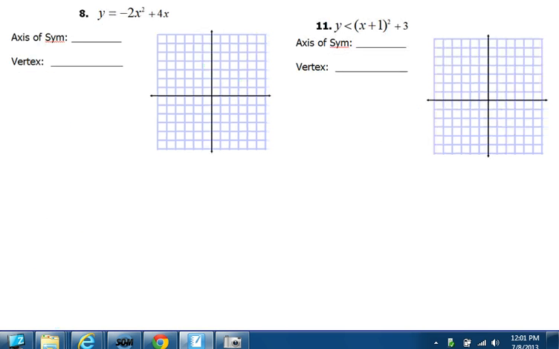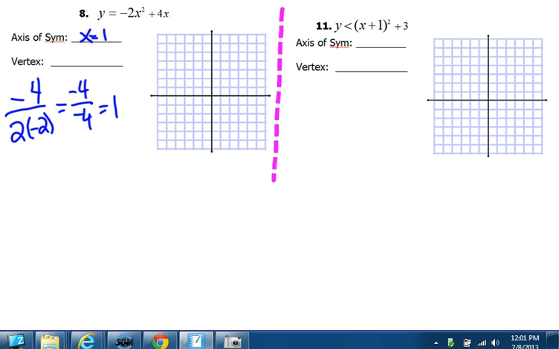Let's do another one. Axis of symmetry. This one is going to be at the -b over 2a. -b would be -4 over 2 times -2. So it's going to be -4 over -4, which is 1. My axis of symmetry is at x equals 1. So my axis of symmetry is right here at x equals 1.